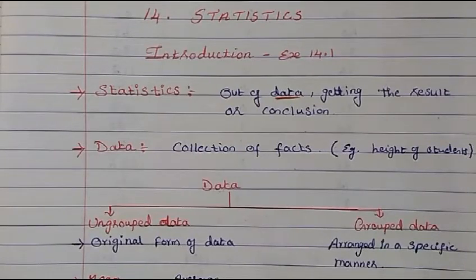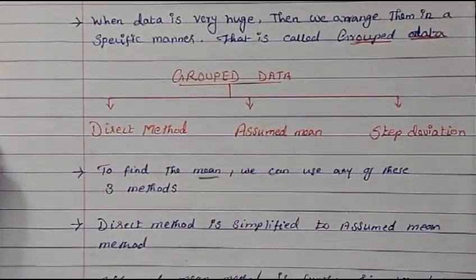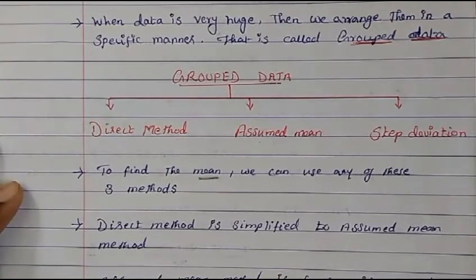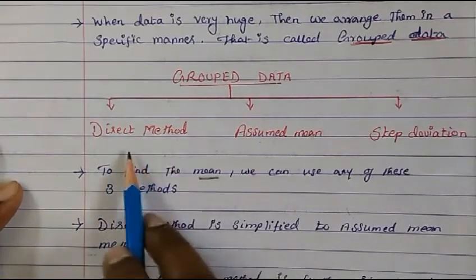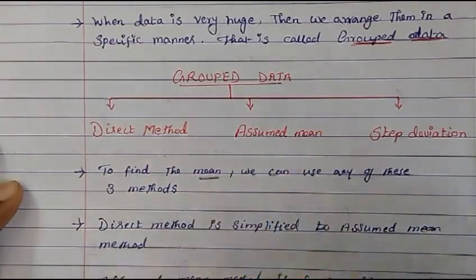We are studying chapter 14 Statistics, Introduction, for exercise 14.1. We have been studying grouped data. There are three methods: direct method, assumed mean method, and step deviation method. I have already explained the introduction part 2 and the direct method. In this video, we will see the assumed mean method.